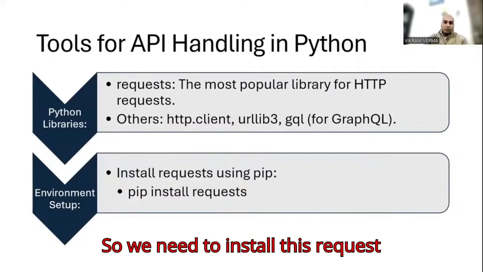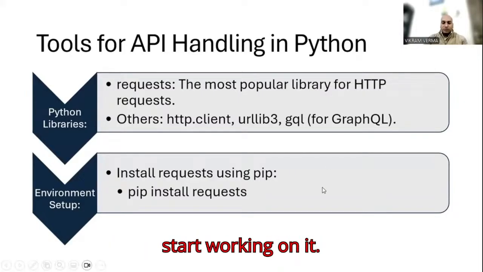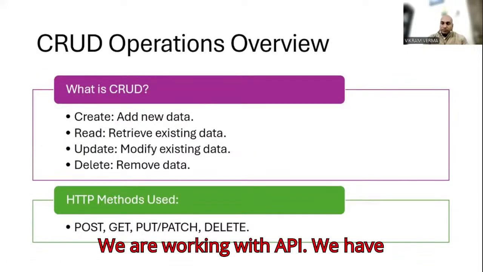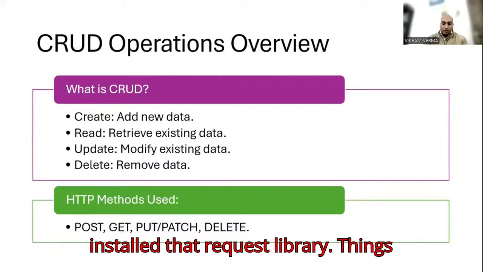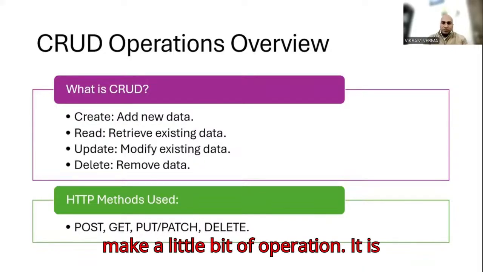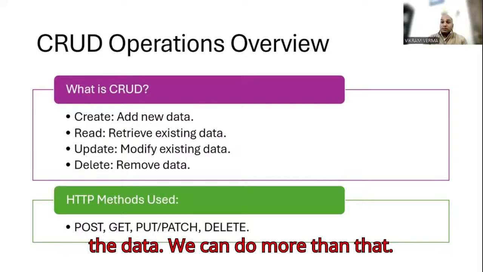So we need to install this request library, and after installing this, we can start working on it. We are working with API. We have installed that request library. Things are okay with us. Now we need to make a little bit of operation. It is not like that we just need to get the data. We can do more than that.